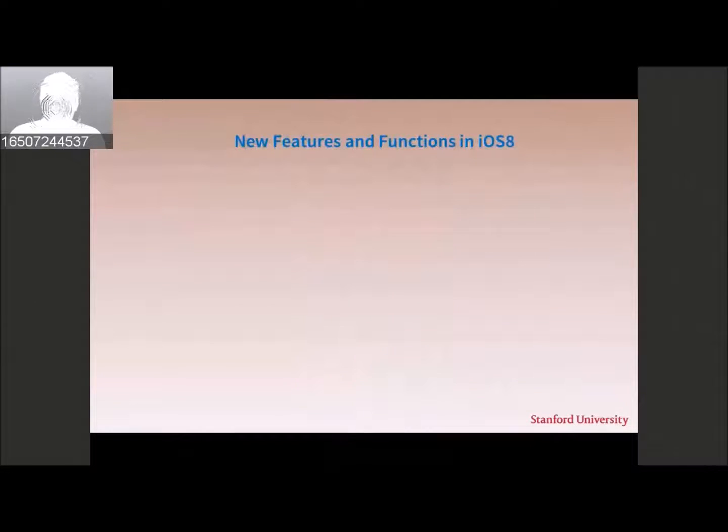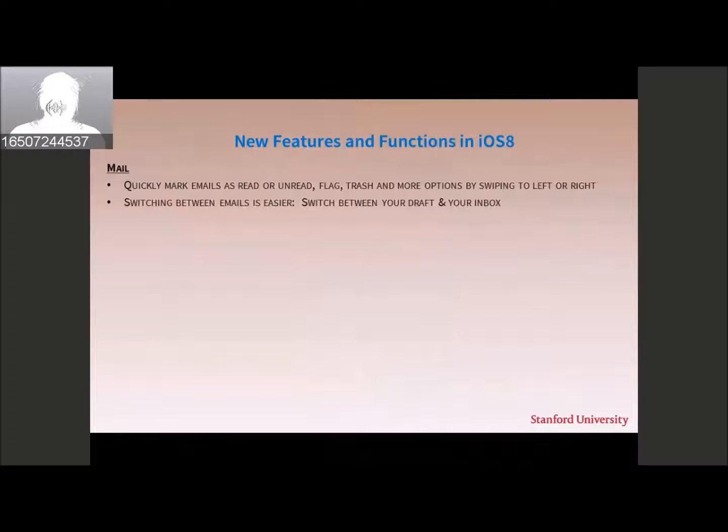All right. New functions and features in iOS 8. First of all, we have Mail. You can now quickly mark emails as read or unread. You can flag, trash, and you can do more options by swiping to the left or right. We'll go right into the demo after I've talked about what I'm going to do. Then you can also switch emails. You can switch between your draft and your inbox, which previously was horrible.